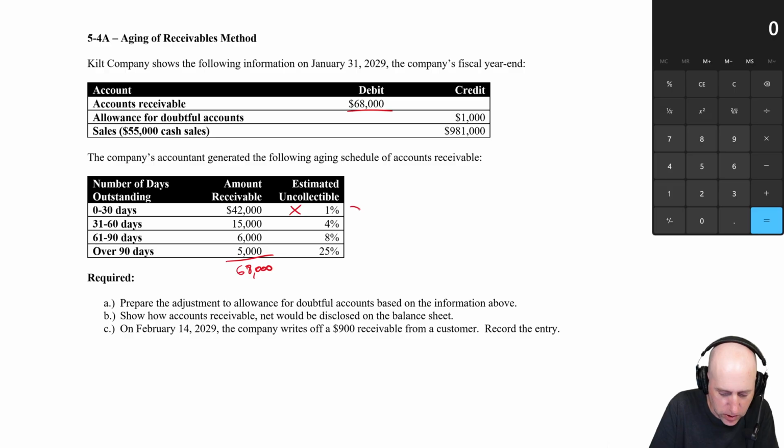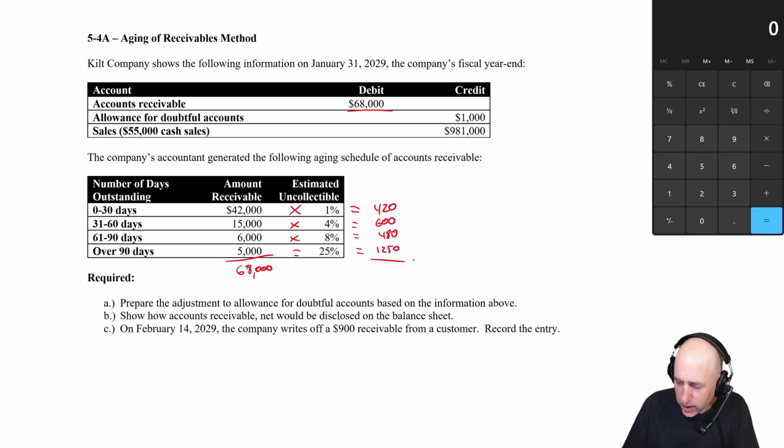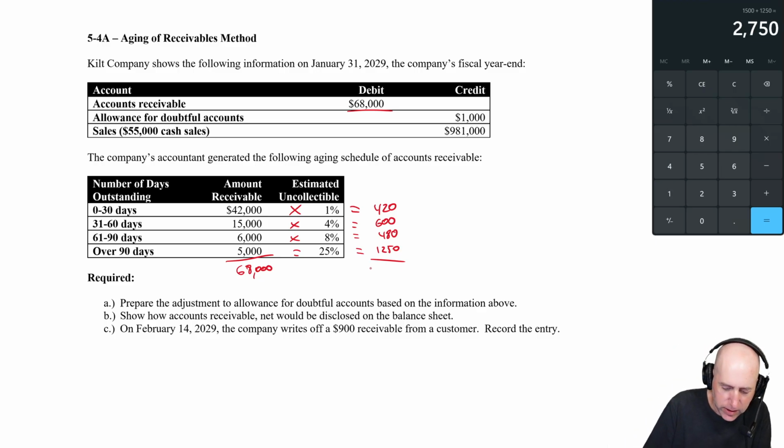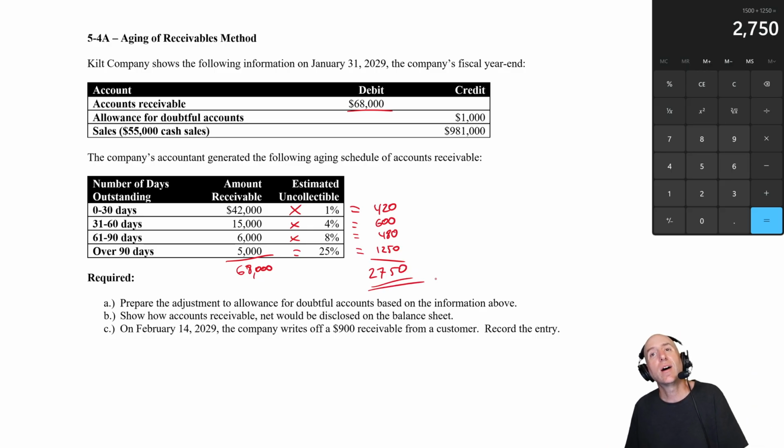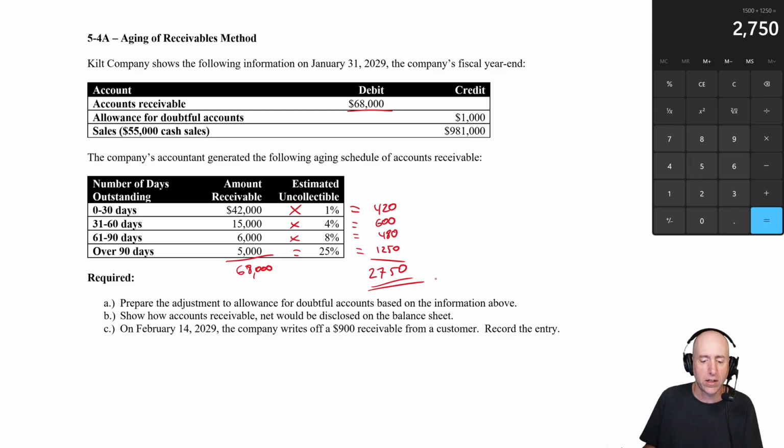$42,000 times 1% means we estimate that $420 of this $42,000 isn't coming in. $15,000 times 4% means $600 of this isn't coming in. $6,000 times 8%, $480 is our guess there. $5,000 times 25%, $1,250 is our guess there. So adding this up, $420 plus $600 plus $480 plus $1,250, we are guessing that of our 68,000, $2,750 is not going to be collected, not going to be collectible.